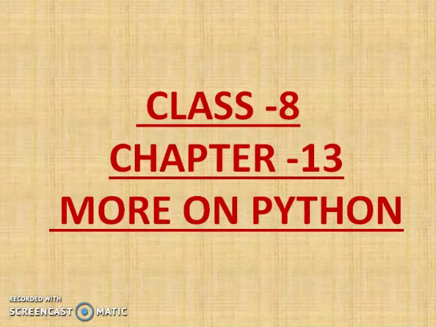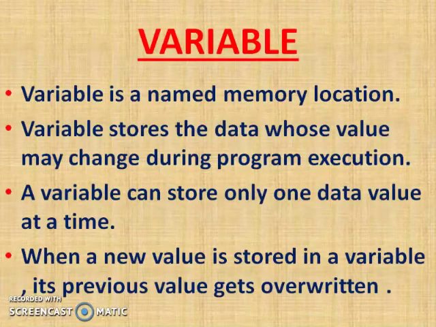Children, as you know, Python is a programming language, and for doing work on any language you need to know some commands and follow some rules. So here I'm going to explain variable. Variable is a named memory location. It is used to store the data whose value may change during program execution. A variable can store only one data value at a time.